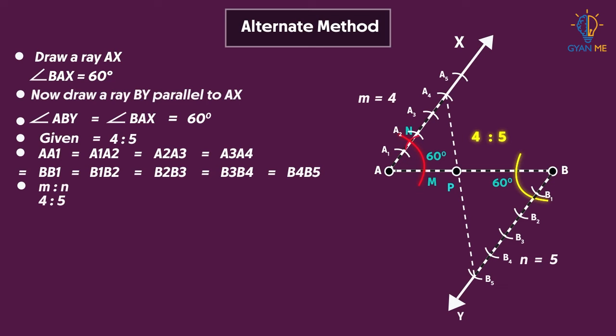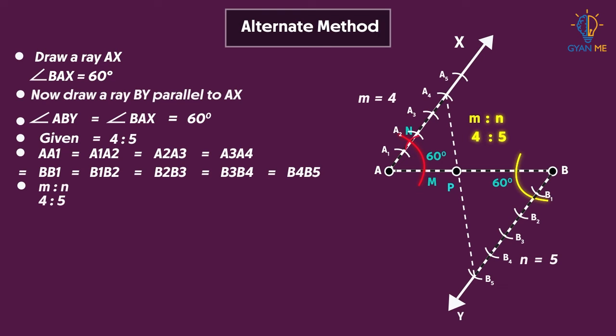It is easy. If the ratio is say m:n, then just take first number m on upper ray and the other number n on lower ray. Just like here, our ratio is 4:5. So we choose fourth point A4 on upper ray and fifth point B5 on the lower ray.